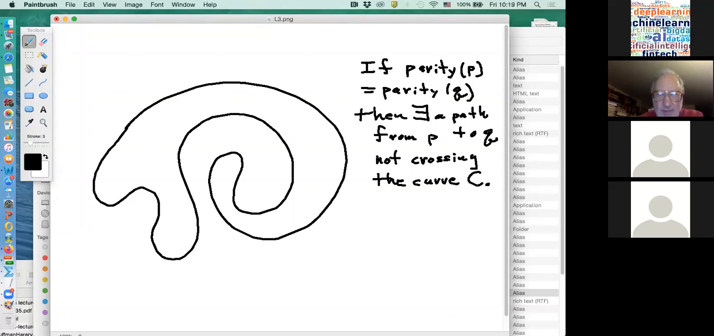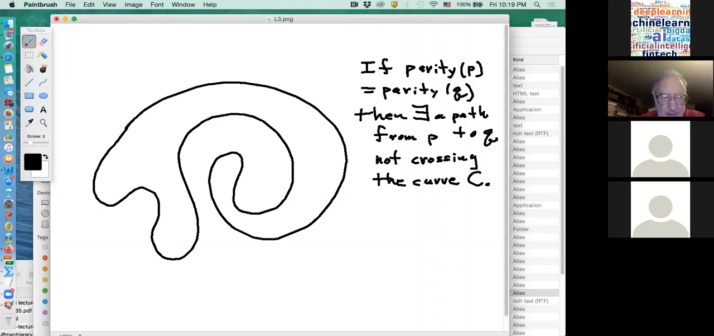Then we will have what we want. I'm not going to go all the way to proving that the inside is a disk and that the outside is a disk minus a point, but I will show you that if two points have the same parity, then they can be connected to one another.